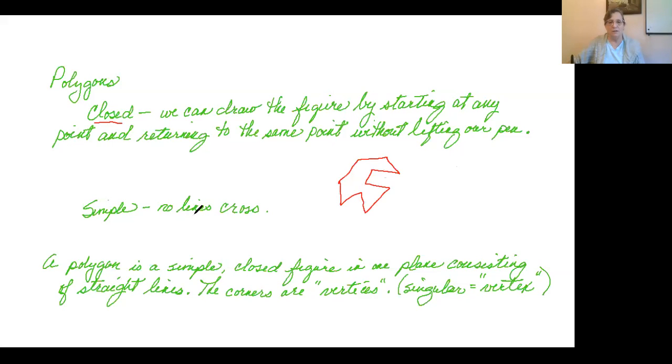A simple figure is one in which no lines cross. So this actually is a simple closed figure in one plane, so that none of the sides jump off of the flat plane, and it has to consist of straight sides. So this is a polygon.